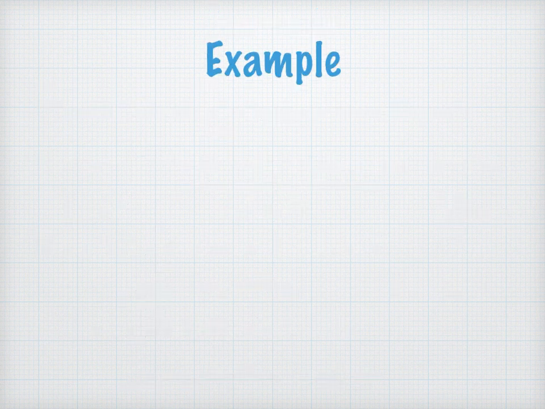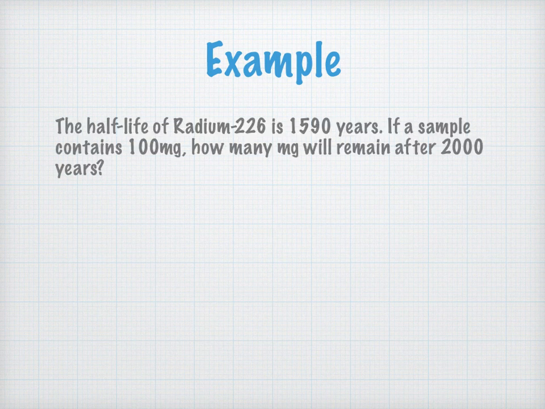Just a couple more examples left, and then we've wrapped up the chapter. The half-life of radium-226 is 1,590 years. If a sample contains 100 milligrams, how many milligrams will remain after 2,000 years? Well, we know that our population is going to follow this P of t equals some initial population times e raised to the kt.